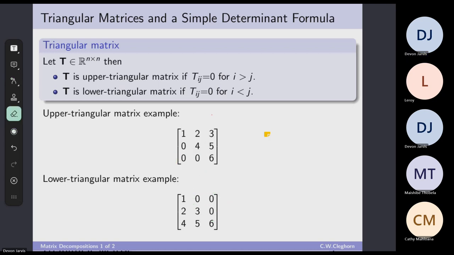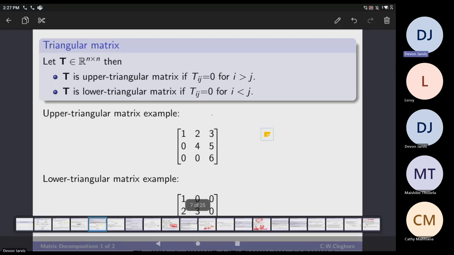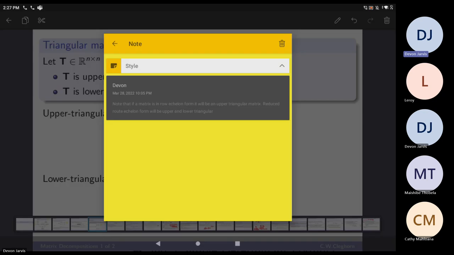All right? And then obviously, this note here is saying that if you fully diagonalize your matrix, so if you get it into reduced row echelon form, what you have is both a lower and an upper triangular matrix. So it can be both if it's just diagonal. But in general, when we get it into just normal row echelon form, you're going to put it into an upper triangular matrix.